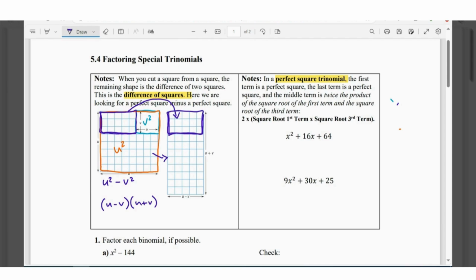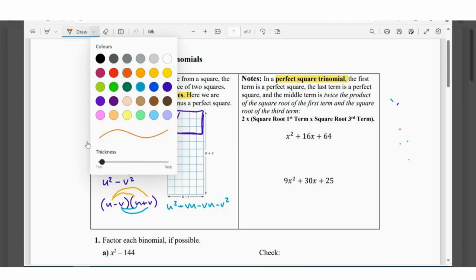If you FOIL this out, which why not, I'll do it now. When we're FOILing, we're used to ending up with a trinomial, but we're actually going to end up with a binomial, and I'll show you why. If we have u times u, we have u squared. Then we have u times a positive v, plus vu. And then we have a v times a positive u, subtract vu, and then we have negative v times positive v, negative v squared.